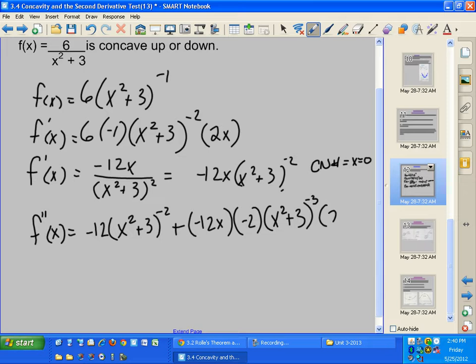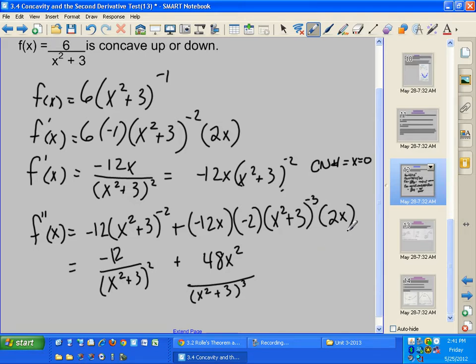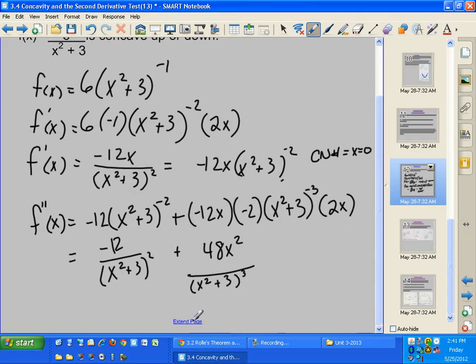All right, so this becomes quite a jumbled mess here. Let's see, I get negative 12 over (x squared plus 3) squared, and on this side it looks like I get positive 48x squared over (x squared plus 3) cubed, I think is what I end up with. And unfortunately at this point it's hard to set equal to 0 because there really isn't anything in common, and it's just too big of a jumbled mess.